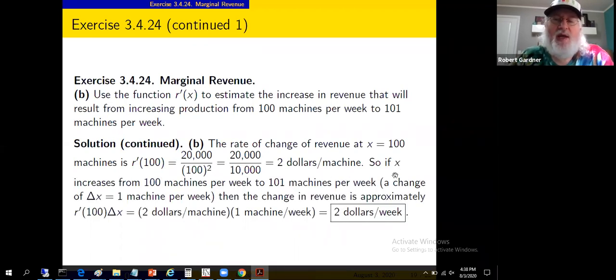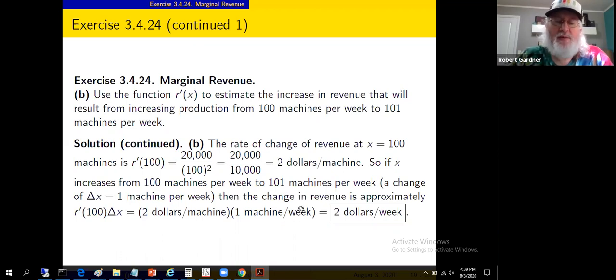So what we're going to do is say, hey, if X changes from 100 machines to 101 machines, that is, if the change in X, delta X, is 1 machine, how does the revenue change? Well, the rate of change of the revenue at 100, we just saw, was $2 per machine. So if we have a rate of change of $2 per machine, and we change the number of machines from 100 to 101, so we've raised it by 1, then this delta X quantity is 1 machine per week.